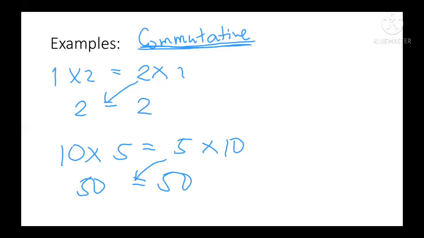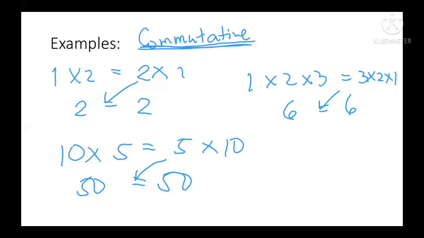Yes, and what if we have 3 numbers? For example, 1 times 2 times 3, and I will change their places, for example, 3 times 2 times 1. Even though you change the places of each number, we still have the same answer. 1 times 2 times 3 is 6. 3 times 2 times 1 is also 6. See? They're the same. That is what commutative property is.